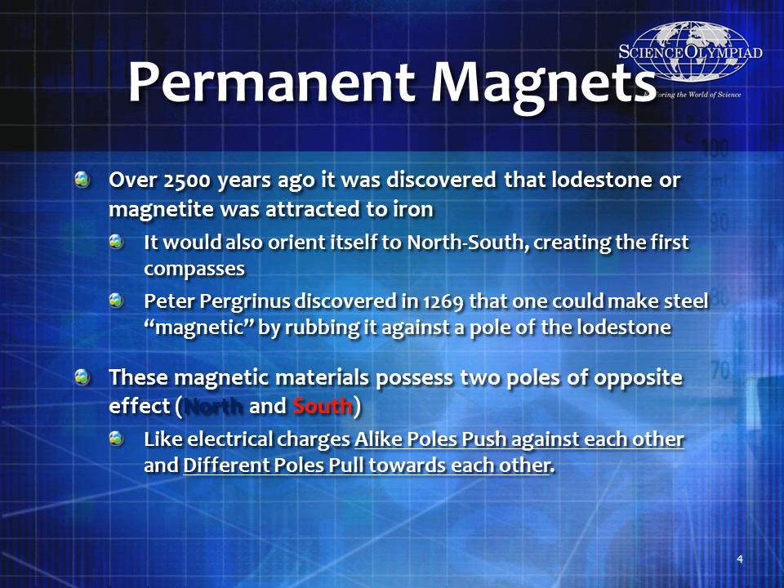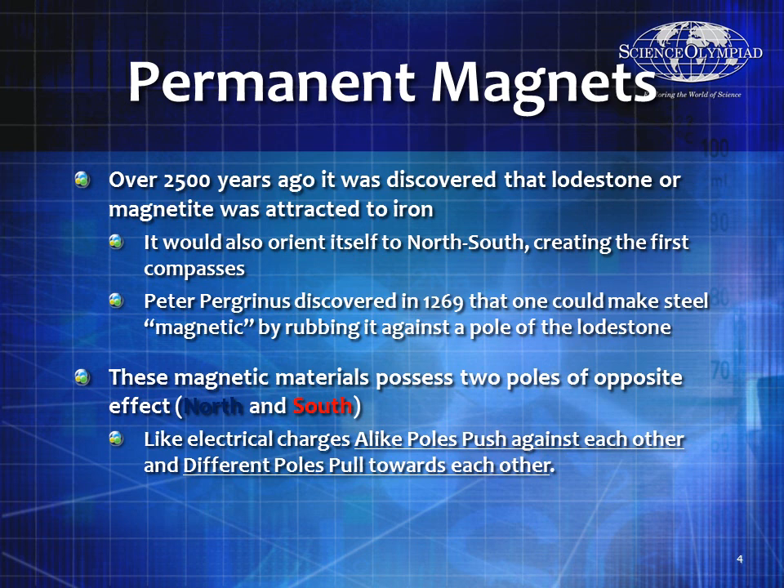So permanent magnets. About 2,500 years ago, it was discovered that lodestone or magnetite was attracted to iron, okay? And it would orient itself north to south, so they could create the very first magnetic compasses, okay? And then in 1269, they found that they could make steel magnetic by rubbing it against a pole of the lodestone. So in other words, it was a way to create additional magnets, okay?